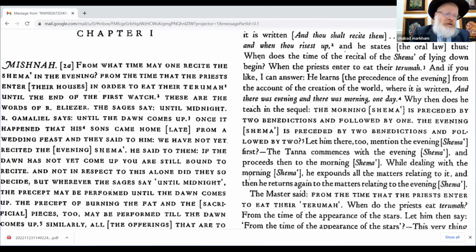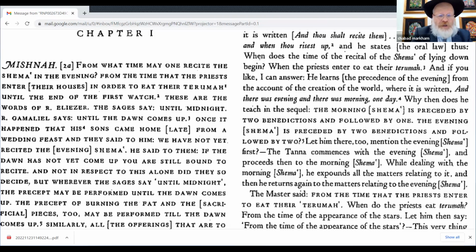Okay, so this is an important mitzvah, saying Shema at night. When do we say the Shema at night? Rabbi Gamliel says until dawn comes up. Are you following with me in the English, everybody online?